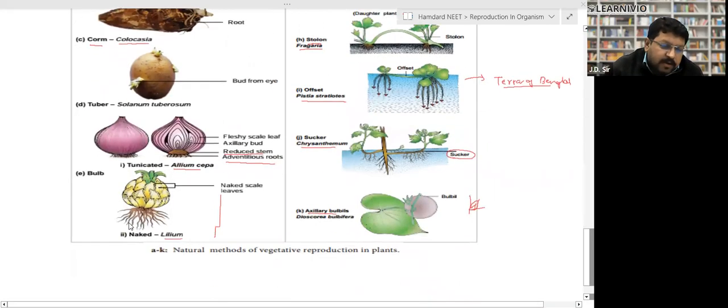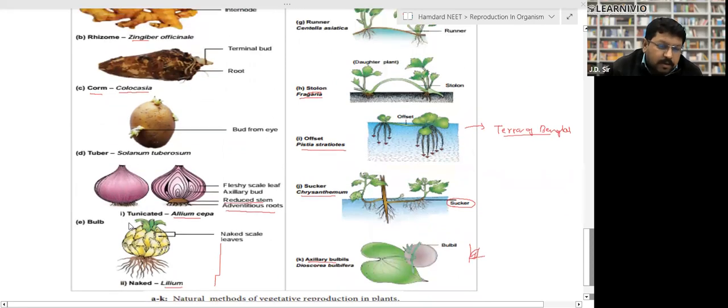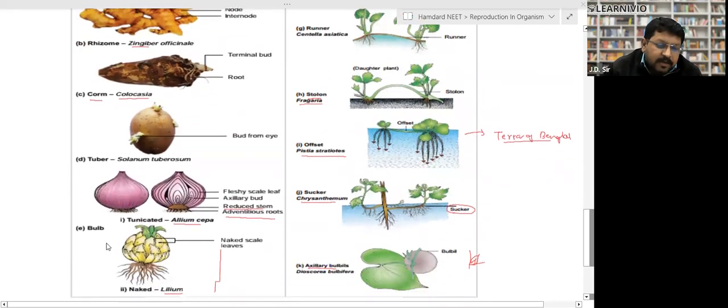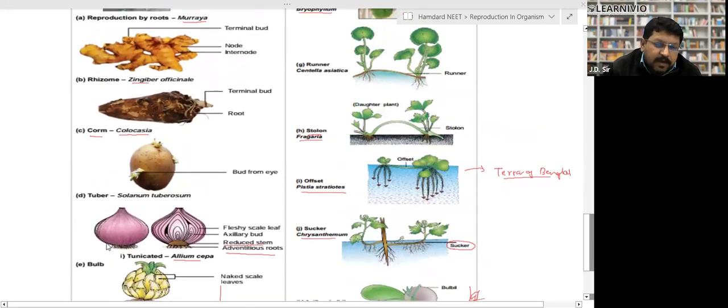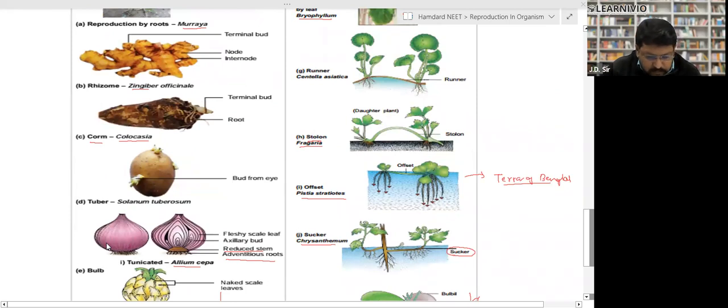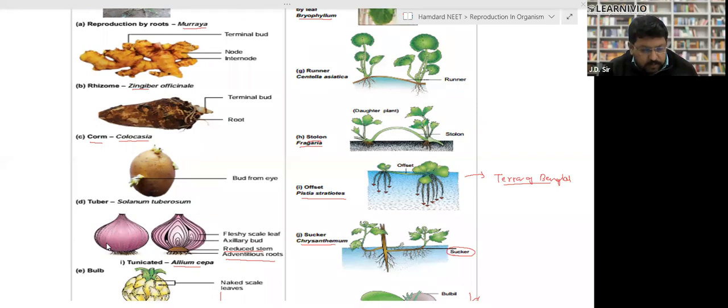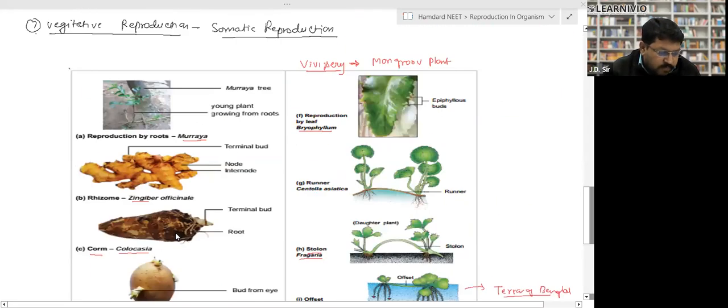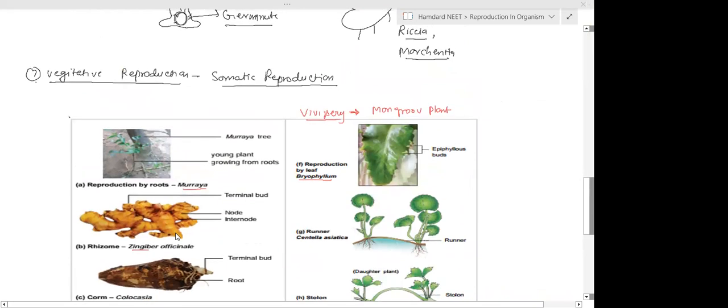Next example, bulb. Onion and garlic. They are bulbs, right? So this is the vegetative reproduction. Did you get that? Yes, sir. Fine.